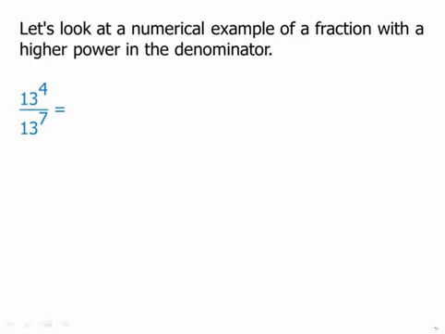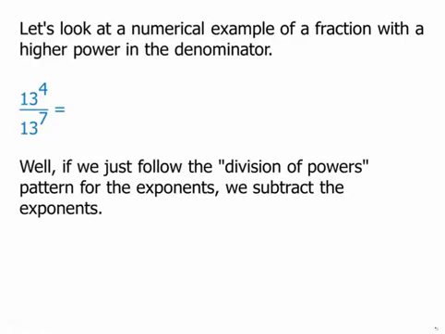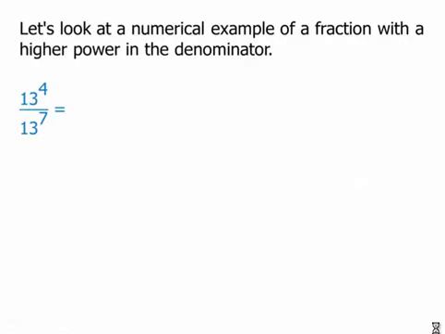Well, the power in the denominator is clearly a larger power. If we just follow the division of the power pattern for exponents, of course that tells us to subtract the exponents, we'd get 13 to the 4 minus 7, or 13 to the negative 3. All right, that's one way to approach this.